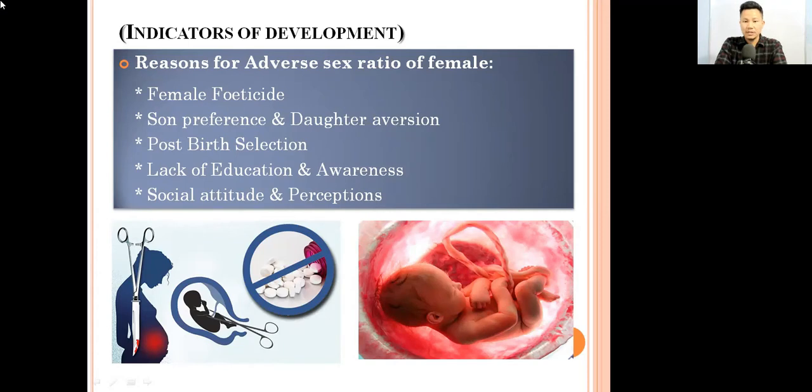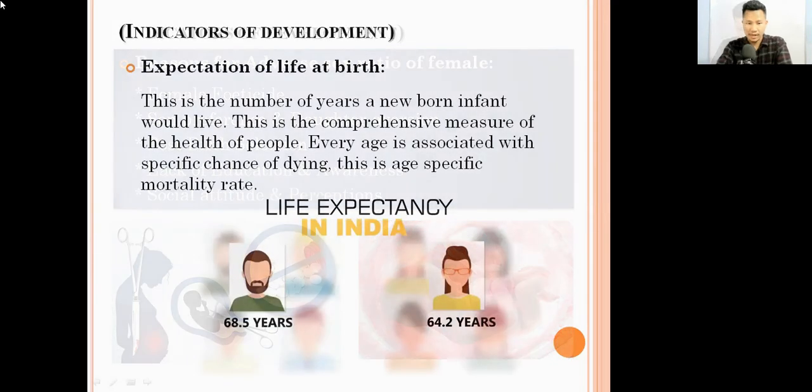Reasons for adverse sex ratio of females. The first point is female foeticide. Second one is son preference and daughter aversion. Third, post-birth selection. Fourth is lack of education and awareness. The last one is social attitude and perceptions. These are the main reasons for adverse sex ratio of females. So students, you have to note down all these things and memorize them. Let us go to next again.